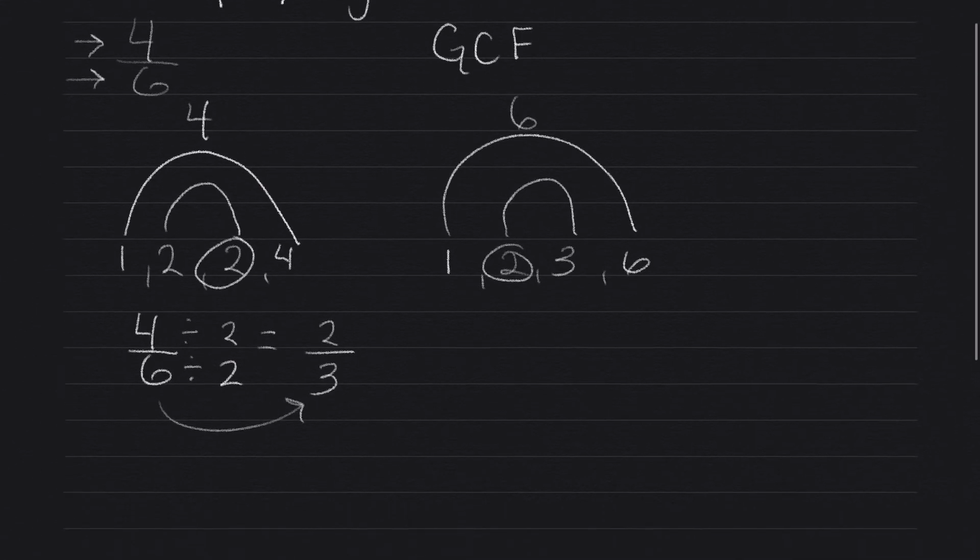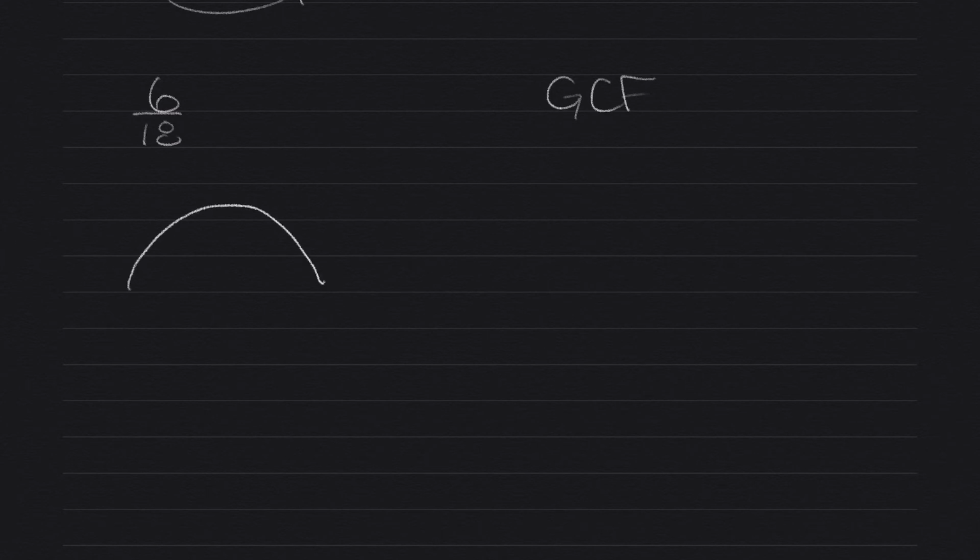Let's try another example, something slightly bigger. Let's try 6/18. So again, that first step I want to do is find out what is the greatest common factor. What is that largest number I can divide both 6 and 18 by? So I'm going to start by finding my factors of 6 and my factors of 18.